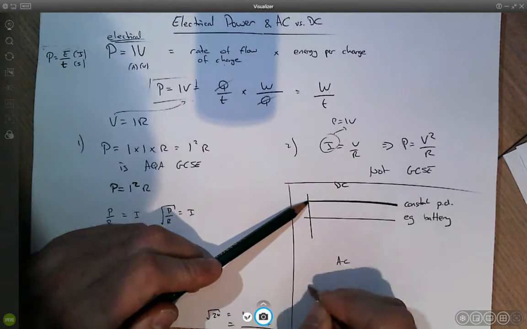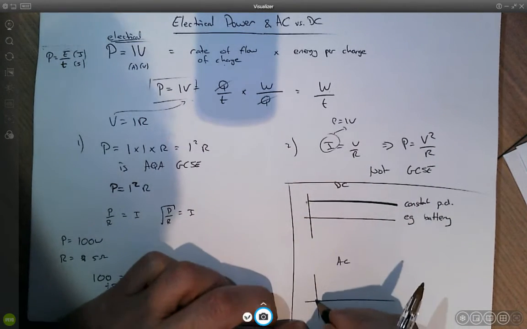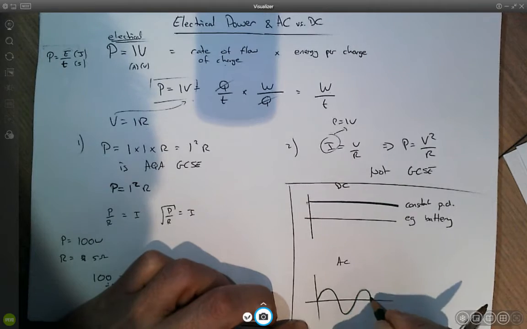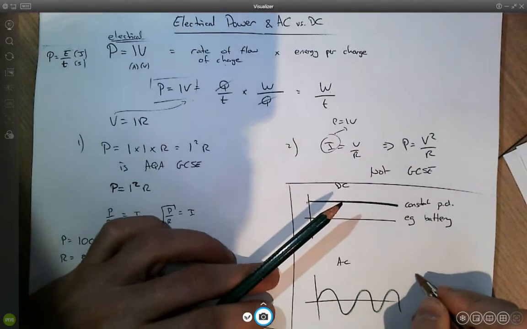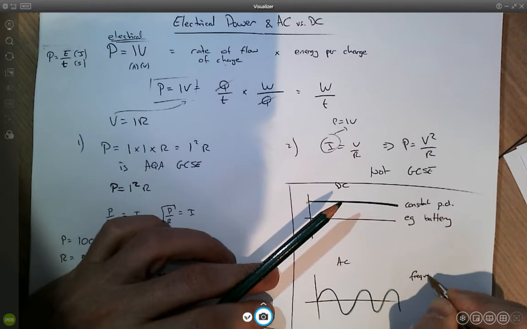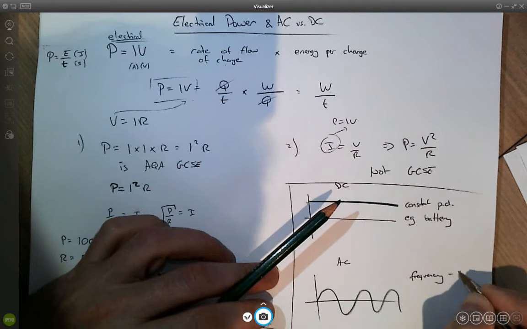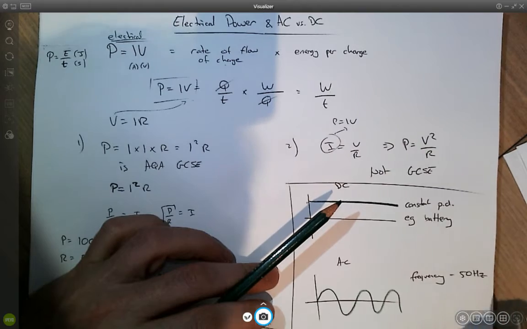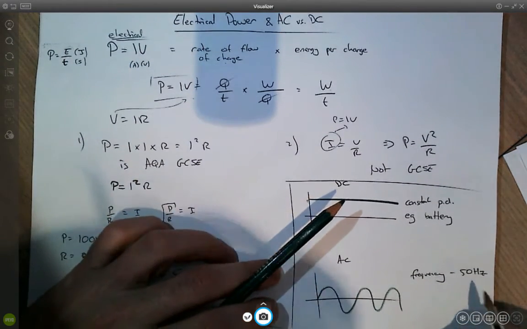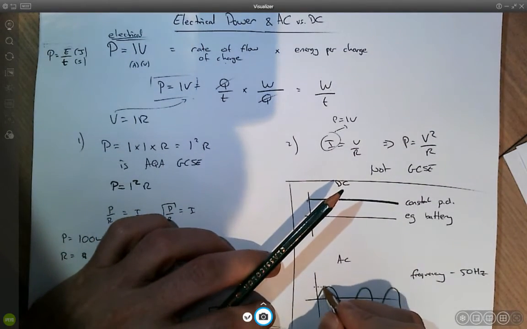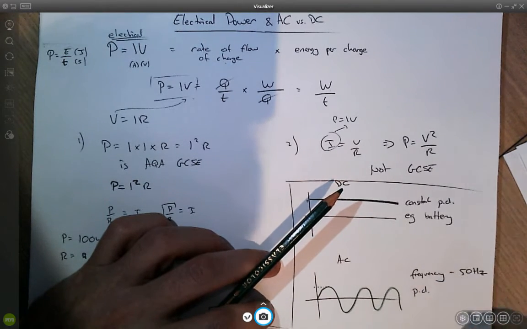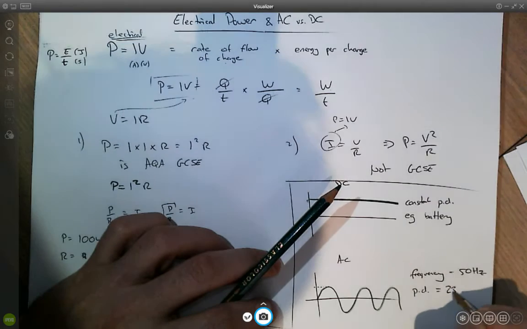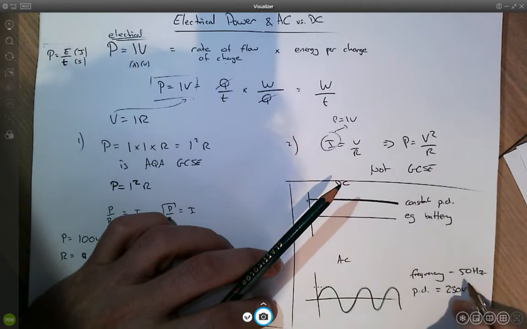AC, on the other hand, is constantly varying. So the current and the potential difference is constantly varying. The frequency, so how many times it changes every second, for the UK is 50 hertz. And the potential difference, or the voltage, is 230 volts, things that students do need to remember.